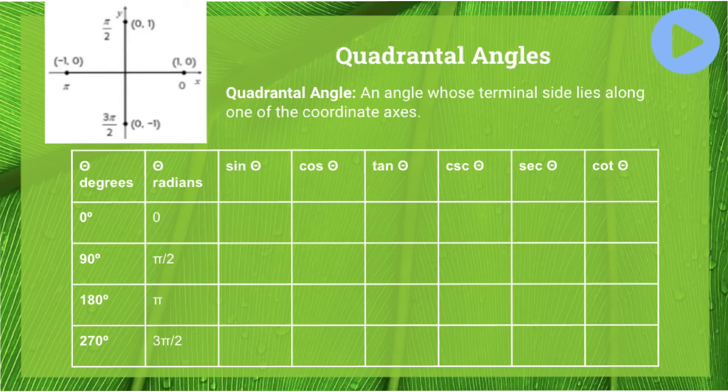Quadrantal angles. A quadrantal angle is an angle whose terminal side lies along one of the coordinate axes. So notice here that we have two axes, an x and a y, but you have a positive x, a negative x, a positive y, and a negative y. So you have four sections of axes. Also keep in mind that the root word here is quad, which means the same thing as four. So you're going to have four different quadrantal angles. We will be working with both radians and degrees.